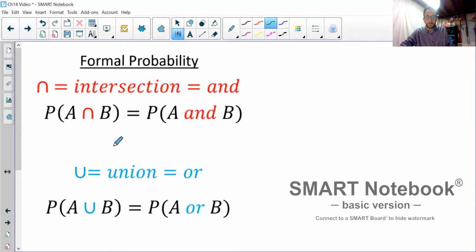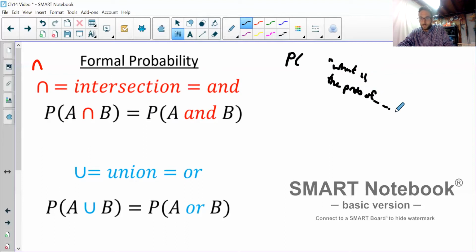So first up, here's what you've got to know. This symbol, this red upside down U thing, is called the intersection symbol. That means and. If I were going to read this out loud, probability of A intersect B is the same thing as the probability of A and B. And when we see this big P with parentheses, that's asking what is the probability of whatever's in the parentheses.